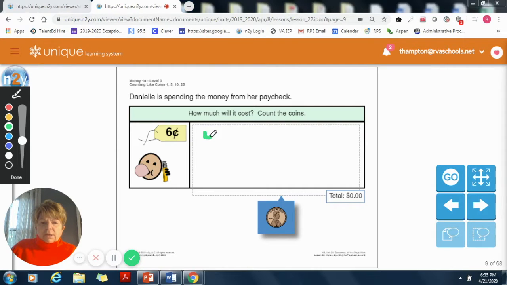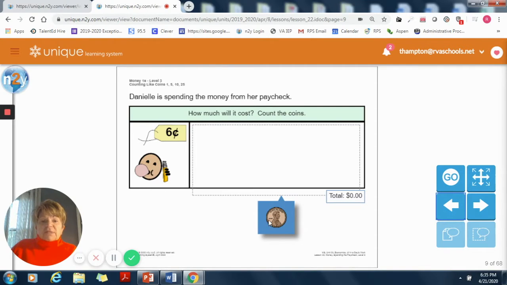Okay, 1, 2, 3, 4, 5, 6. 6 dots. Each of those represent 1 penny. So how many pennies are we going to need to put up to create it? Yes, we are going to have to put up 6 pennies.